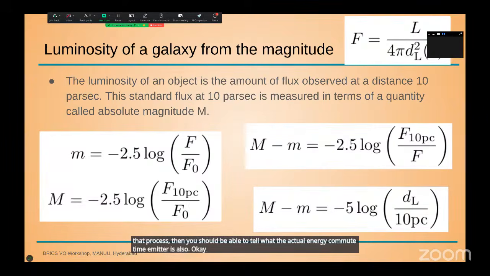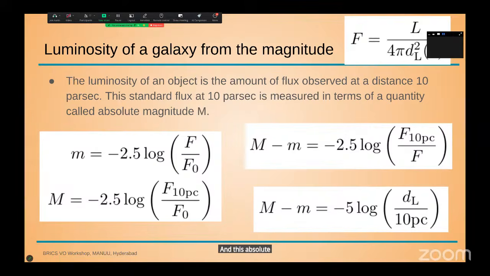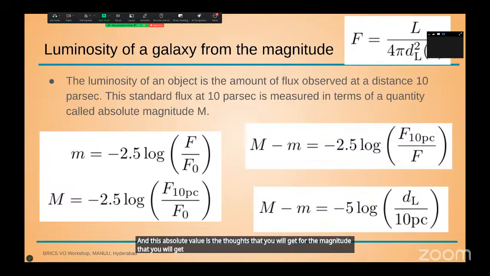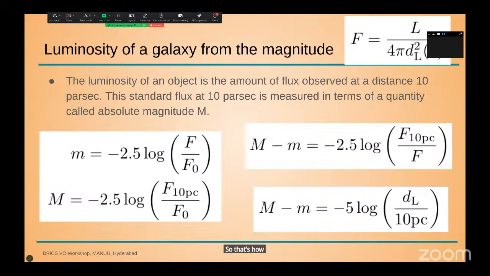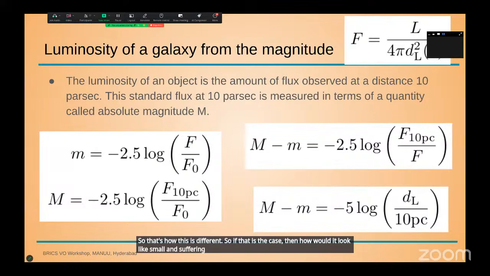So astronomers, when they measure magnitudes, they also measure something called the absolute magnitude of the galaxy. And this absolute magnitude is the flux that you will get, or the magnitude that you will get, if that object was 10 parsecs away. So that's how this is defined. So if that is the case, then how will it look? So small m, this apparent magnitude, will be minus 2.5 log F by F0. But the absolute magnitude, which is related to the total luminosity, will be the same thing, but with the flux at 10 parsecs.